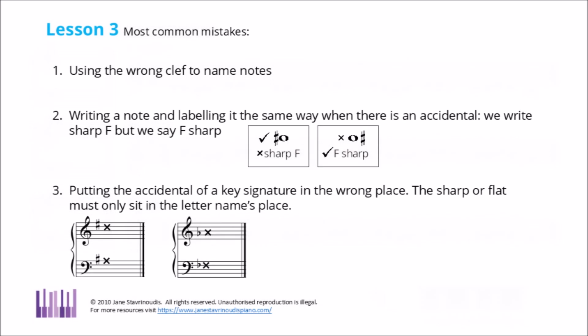The most common mistakes students make are using the wrong clef to name notes, and writing a note and labelling it the same way when there is an accidental. For example, we write sharp F, but we say F sharp. And finally, putting the accidental of a key signature in the wrong place. The sharp or flat must only sit in the letter name's place.